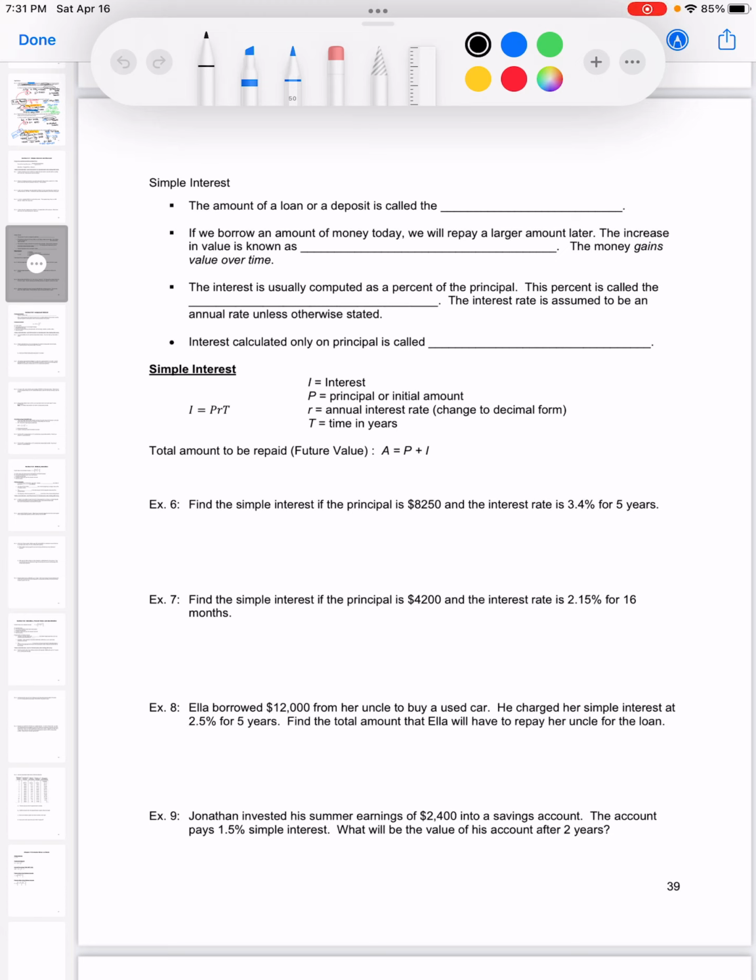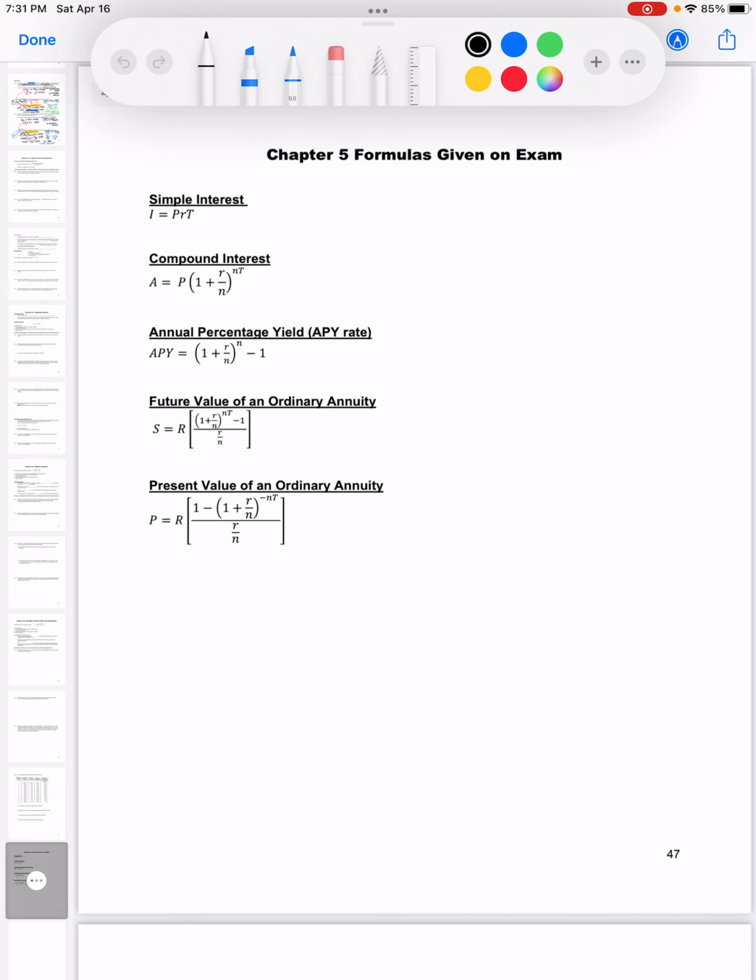Now let's turn our attention to simple interest. Simple interest is going to be our most basic formula, and you are given formulas. You're allowed to have these with you. So if you want to print out this sheet, if you haven't picked up the notes packet, it is page 47 of the notes packet. It's perfectly legit to have all of this ready for you.